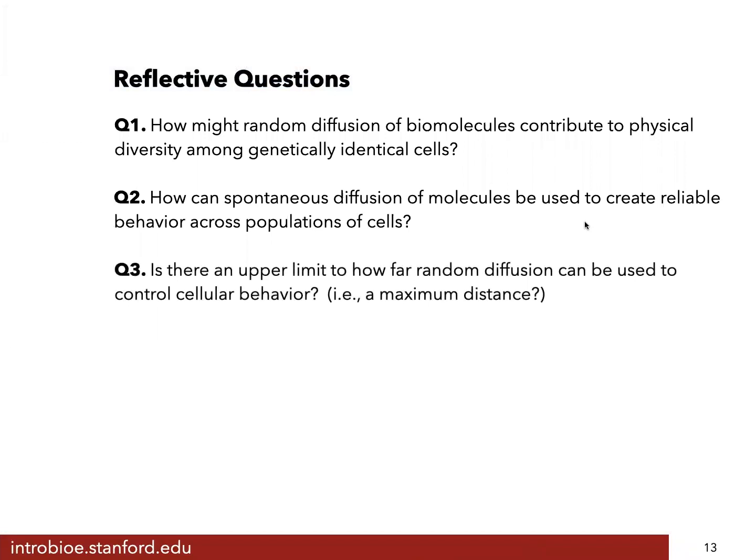Here's a good one. This will be the last one. Is there an upper limit to how far random diffusion can be used to control cellular behavior? Like the biopixel array we just saw, that was good for tens of millimeters, centimeters or so. Could you use diffusion to coordinate behavior across meters, tens of meters, kilometers, longer? What limits? Remember, you now know what controls the diffusion coefficient, how far something will move per unit time. You also have a sense of how big molecules are. So is there a practical upper limit for how far we could use random diffusion to coordinate behavior? Okay, great. That's all for now.